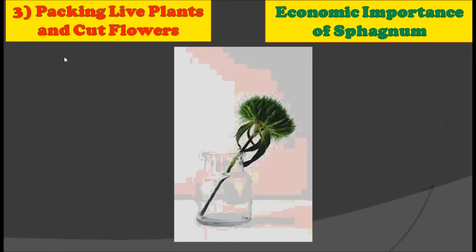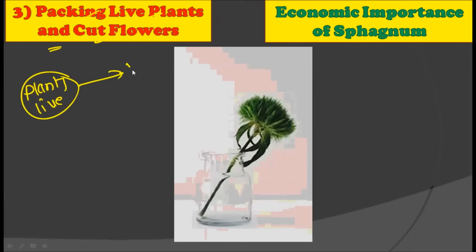Now, the next economic importance of sphagnum is that it is used in the packaging of live plants and cut flowers. As you know, when live plants have to be transported to various places, the very primary need of this work is to make sure that the plant will live through the whole journey, right?